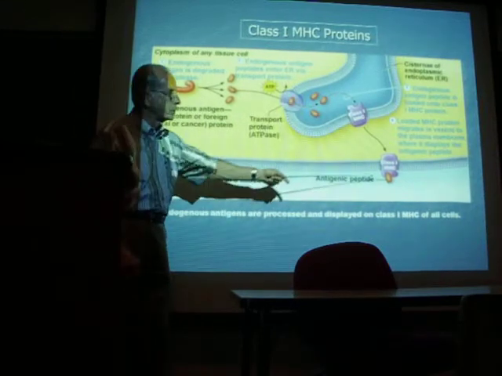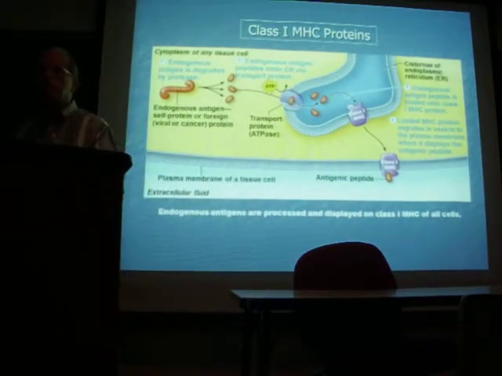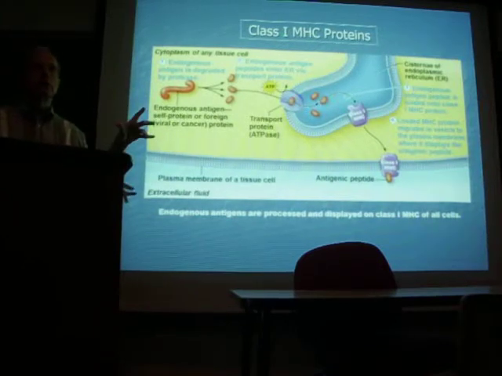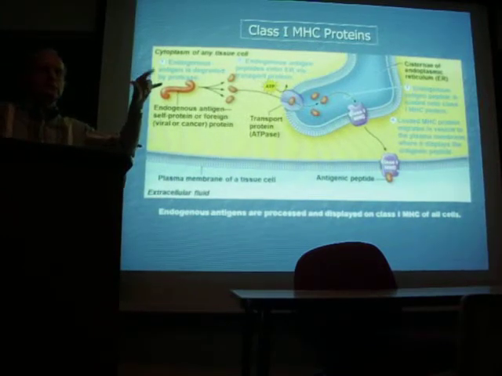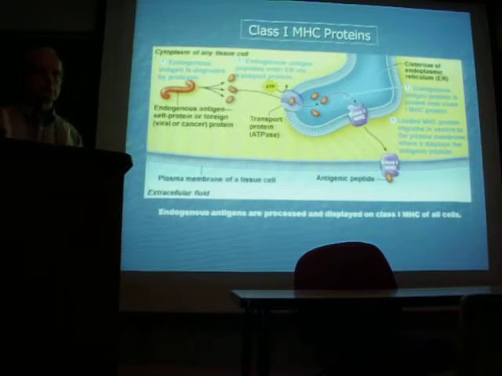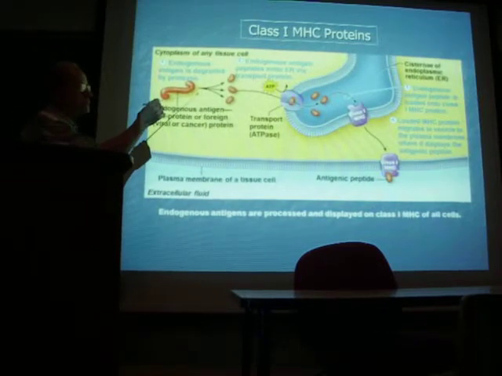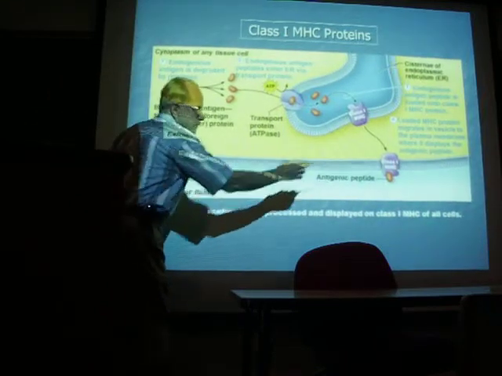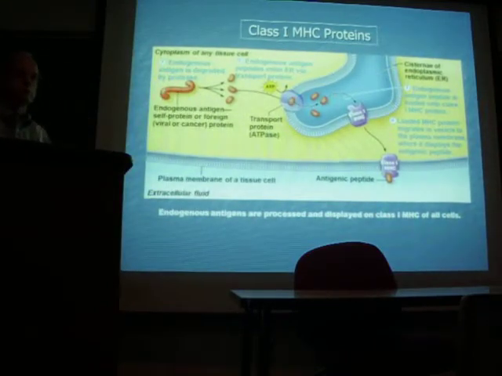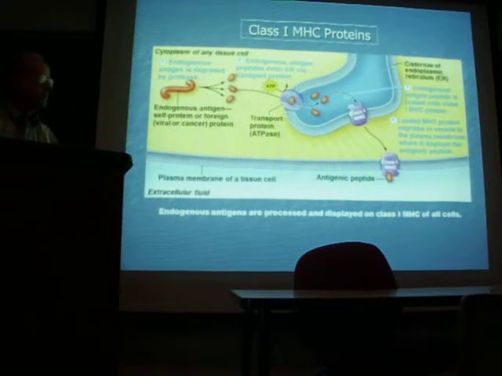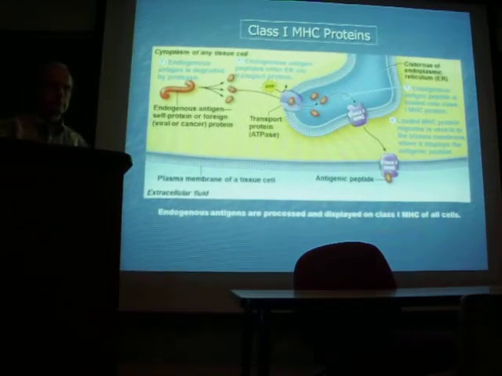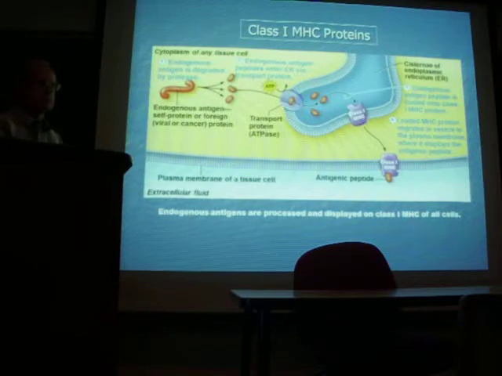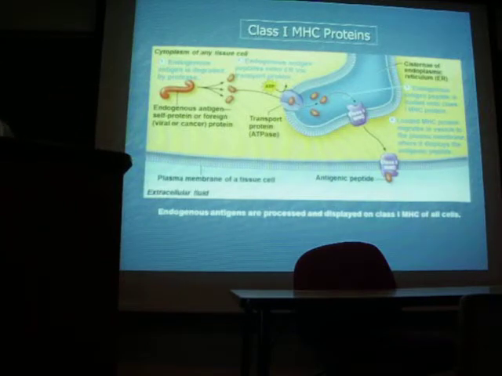Now this is important because T cells cannot see inside cells. T cells could not see this in here. They can see it when it's out on the surface of the cell, in the cell membrane. That's why this presentation of antigen to T cells is important. And so this is class 1 MHC proteins.